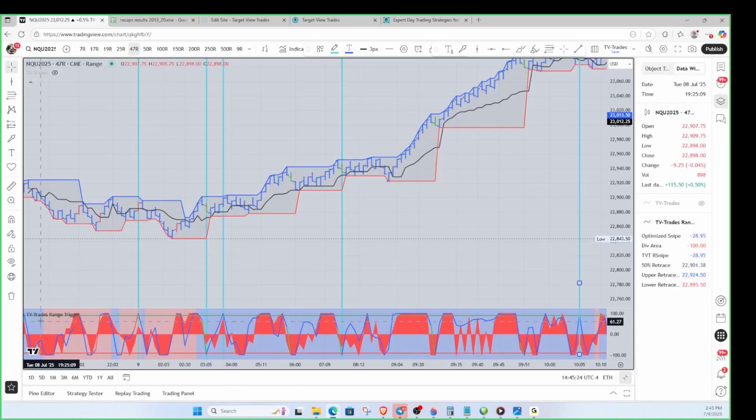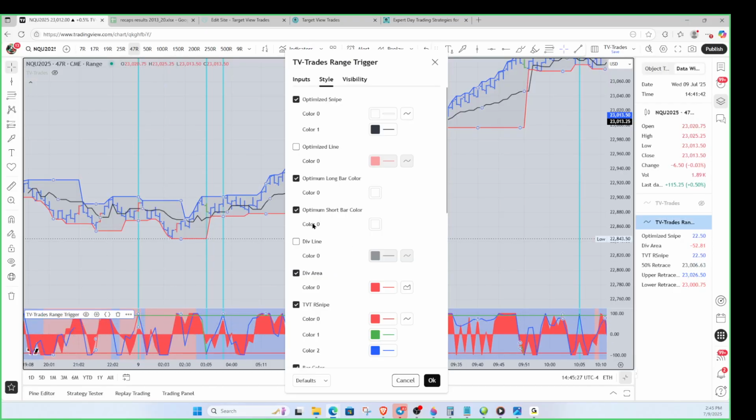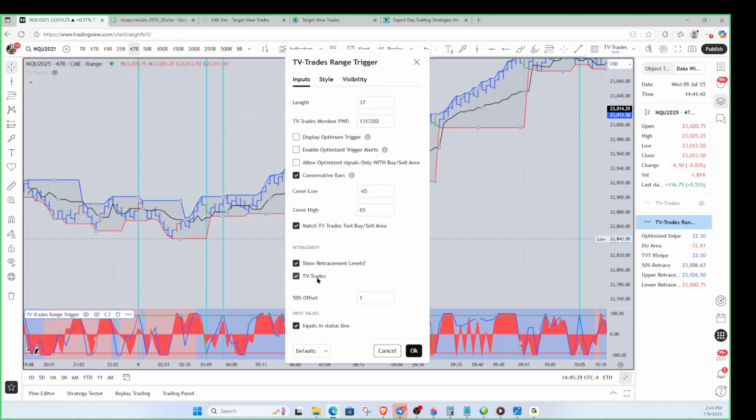Right now in the trigger, the TV trades box is right here under inputs. It's on by default. So what you're going to have to do is put in the password.